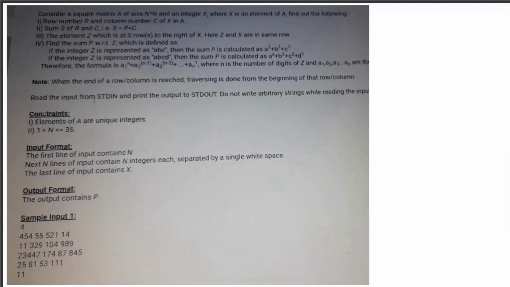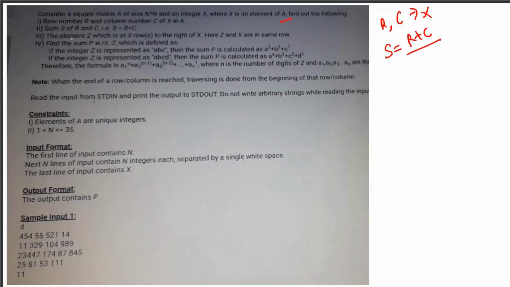So certain points have been mentioned, so let's go through them one by one. The first is row number R and column number C of X in A. So first we'll be finding, they're saying, find row and column number of the element X in the given matrix A. Okay, then we have to sum up the row and the column that we have found, right? For the element X, we have to sum the row and column of that element X.